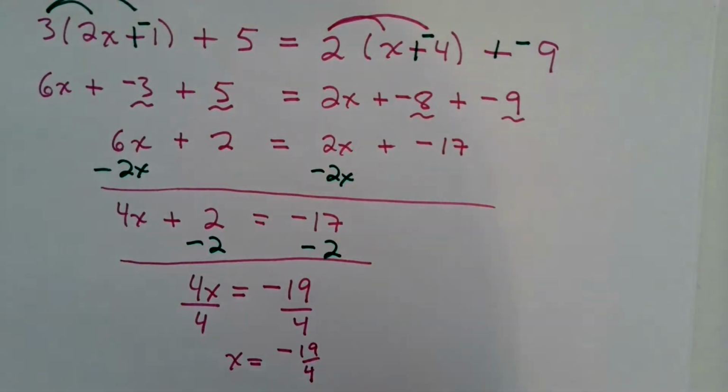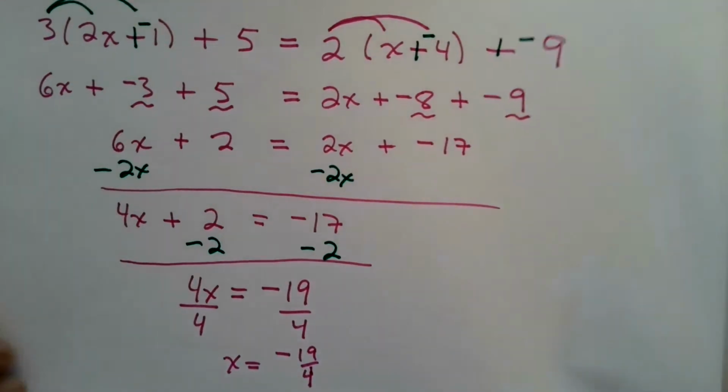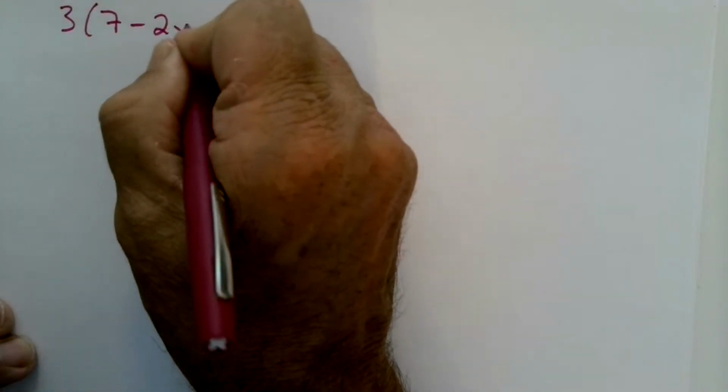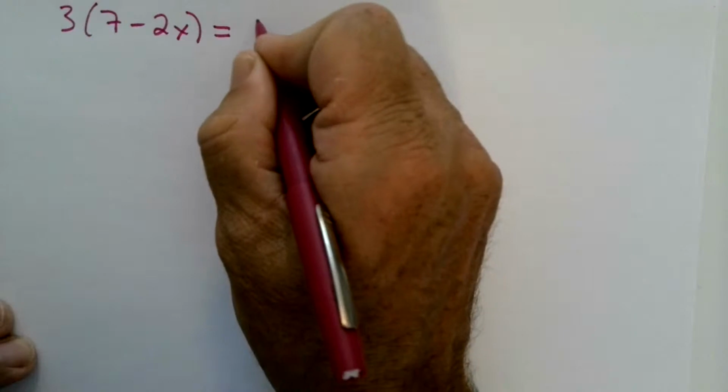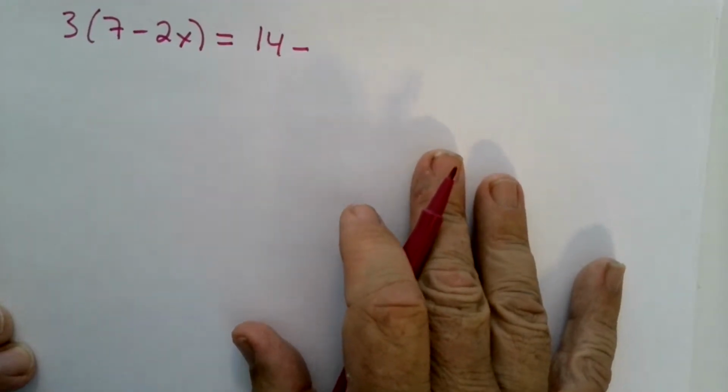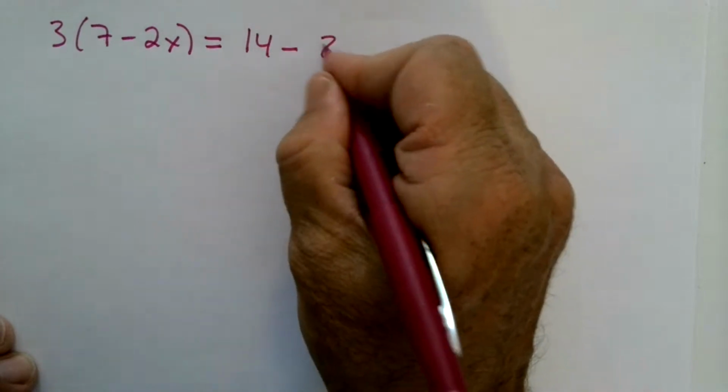So again, that was using the distributive property to enable us to solve an equation. And let's try to do one more of those if we can. Slightly different. But the next one I'm going to do will be 3 times 7 minus 2x equals 14 minus 8 times x minus 1.